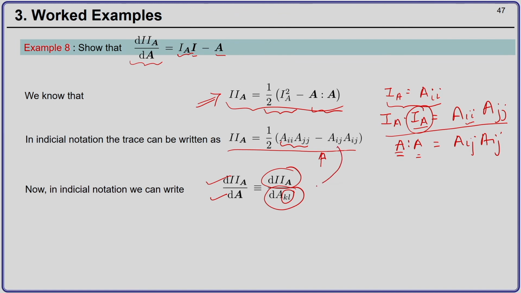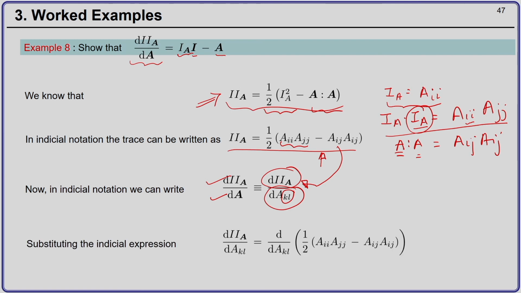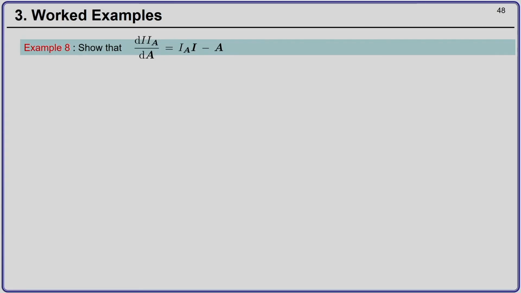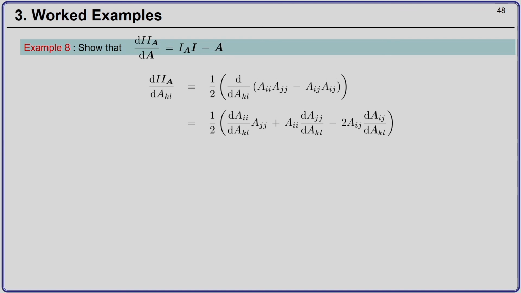Next we can substitute the expression for the second invariant of a second order tensor in the numerator. We can write ∂/∂A_kl of 1/2 (A_ii A_jj minus A_ij A_ij). Now, you can take 1/2 outside the bracket, it is a constant term, and then you just have to take the derivative of the terms inside the bracket with respect to A_kl.